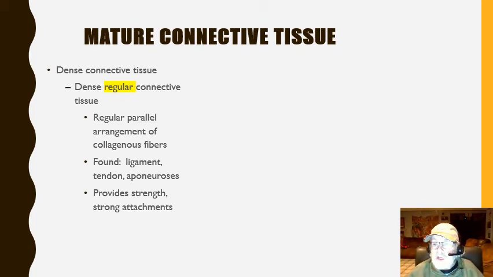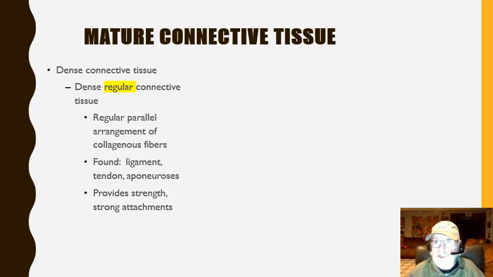So you have a regular parallel arrangement of these collagen fibers as compared to the last time, when they seemed to be all a little squiggly all over the place. Where do we find this? Areas where we need a good amount of strength, such as in ligaments. Ligaments help to guide as well as prevent abnormal motion around joints. Tendons, which join a muscle to a bone, as well as an aponeurosis.